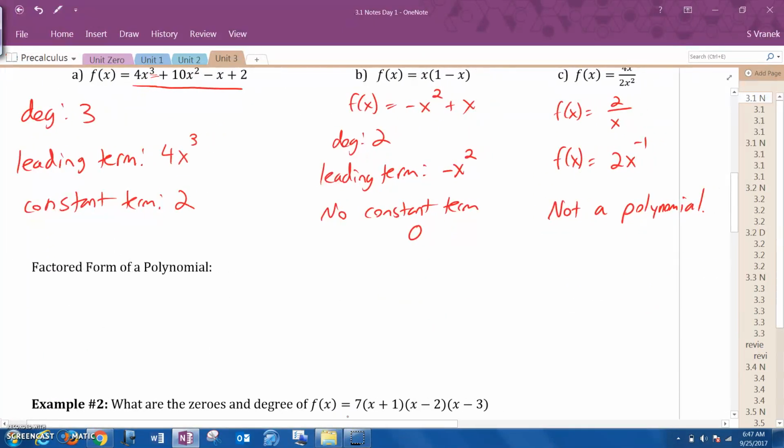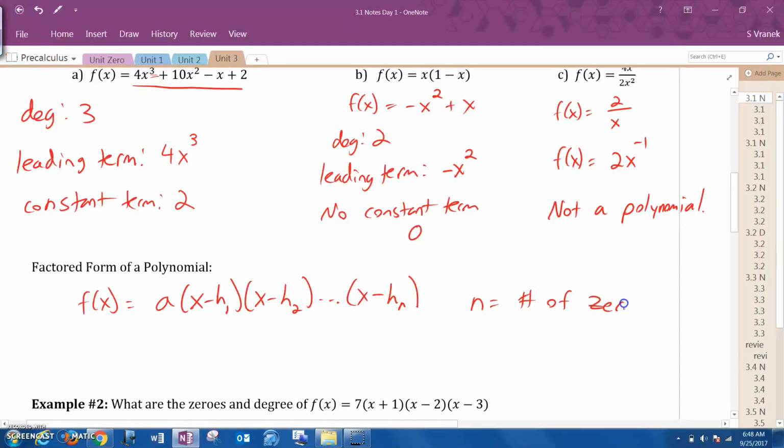Now, factored form of a polynomial, you guys saw this when we did factored forms of quadratics. It's the function, some constant, or some value that will stretch, compress the graph, change the shape of it, and then all the intercepts. Remember, these are all zeros of the problem. So n is equal to the number of zeros, or degree. And then again, these are zeros, or intercepts.